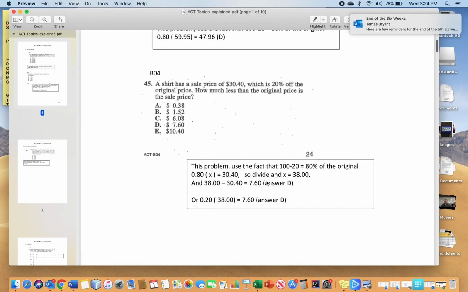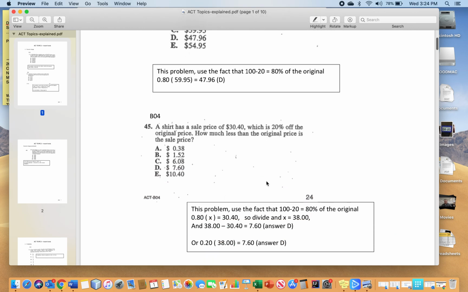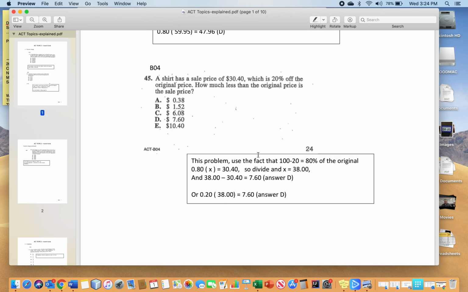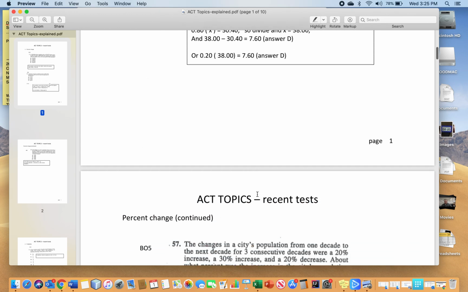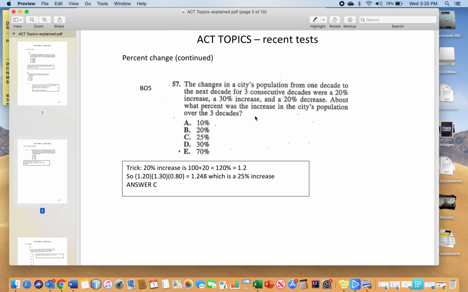Okay, so here's another question. This is a recent test, BO4. So this one was a little bit trickier. It says the sale price is $30.40, which is 20% off the original. So you take 0.80x equals $30.40, divide by 0.80 and get 38. So the question was how much less than the original price, which is 7.6. The answer was 38, that's the original price, but they didn't ask that this time. So take 0.20 times 38 to get 7.60 either way. The answer is D.